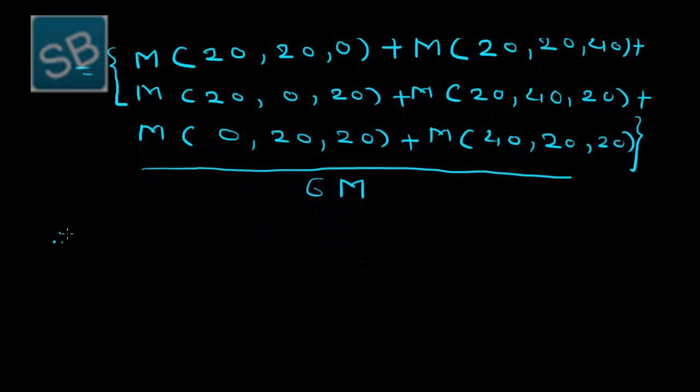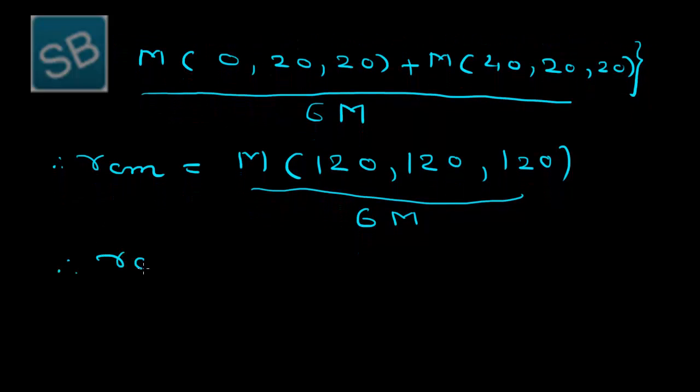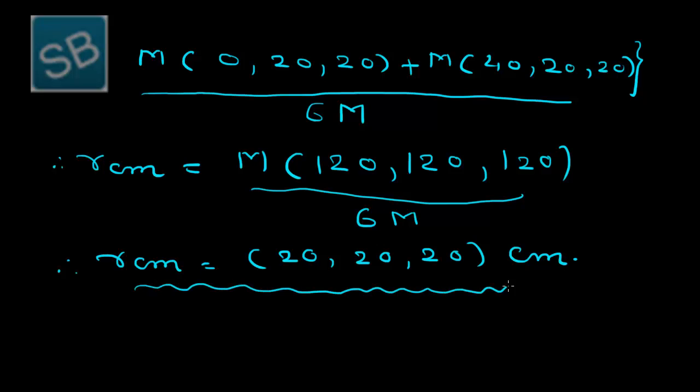Therefore, R_CM is equal to m into, see, this x-axis 20 plus 20 plus 20 plus 20 plus 40. So it is actually 6 times 20. It is 120, also 120, and this is also 120, because the 0 and 40 are simultaneously rotating in the coordinate system. So I can directly substitute the values and divide by 6m. Therefore, the answer of center of mass will be 20, 20, 20 centimeter. This is the final answer.